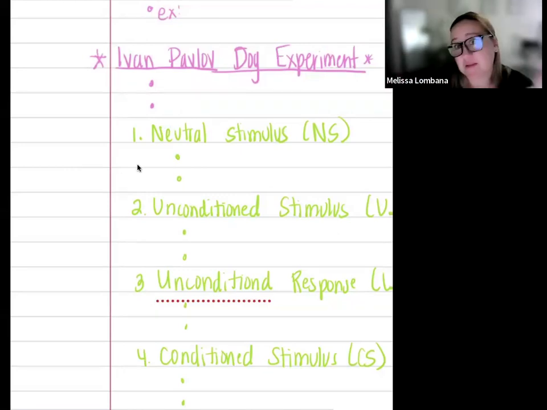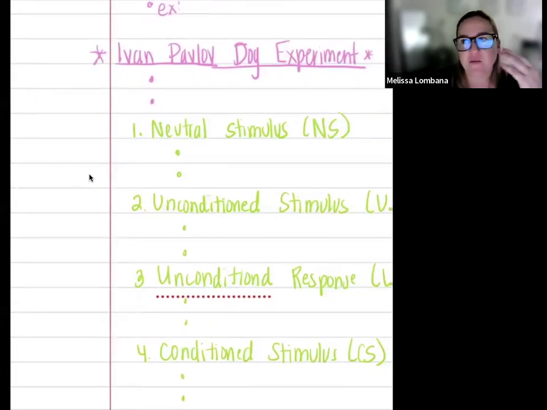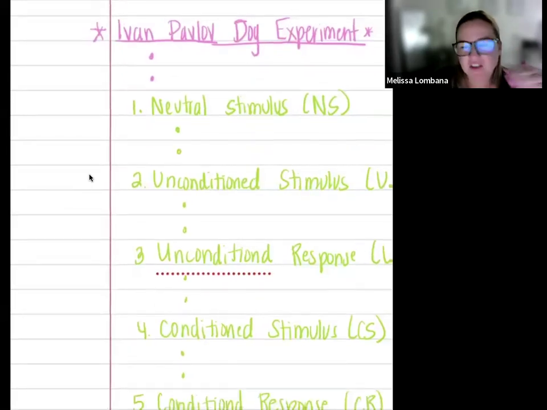Okay, so this is what he basically figured out, and there's a whole process to it. There's a lot of vocab, and I need you to understand it. We'll do a lot of practice because, trust me, we need a lot of practice. It's confusing. So let's start with the neutral stimulus. A neutral stimulus is any type of stimulus that elicits no response. No response, it's neutral, okay? Before conditioning. So I want you to write that down. Neutral stimulus, so it's before conditioning.